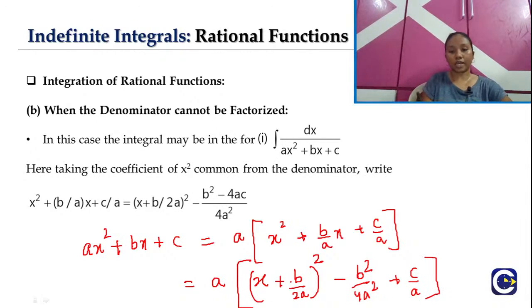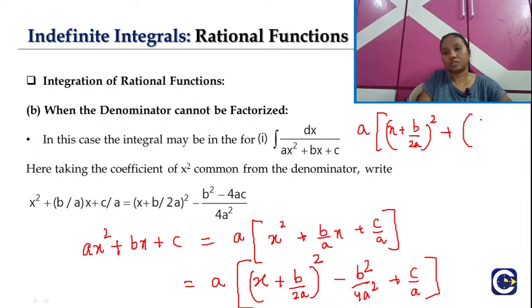Right. So now what I have here is a into x plus b by 2a whole square plus, writing the constants together, c by a minus b square by 4a square.